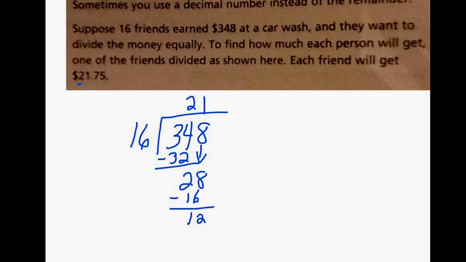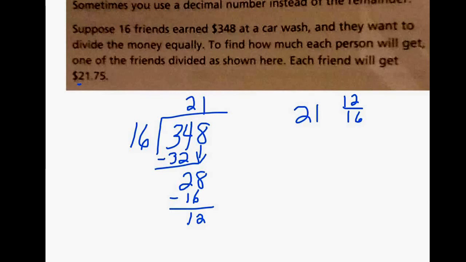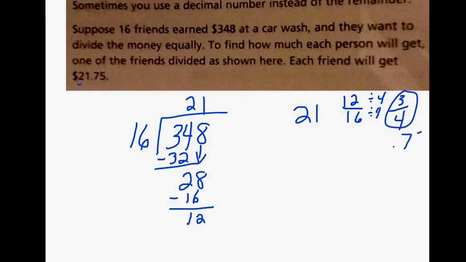Now remember, we could do this one of two ways. We could write 21 and 12/16, and then we could take our calculator and divide 12 by 16, and we would get a fraction. Actually, we can reduce this fraction. We should know that we can divide 12 and 16 both by 4, which would give us 3/4, and we do know that 3/4 equals 0.75. So again, with what we learn in fractions, you can come up with your decimal that way.